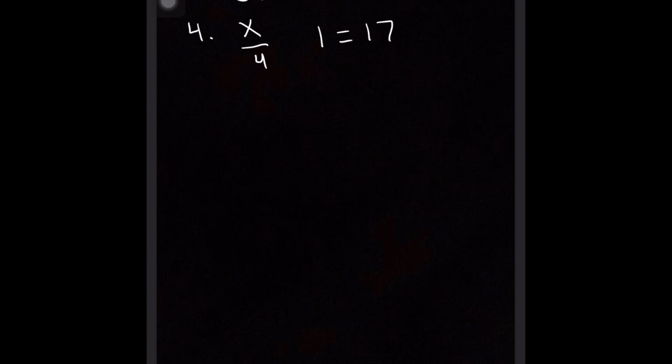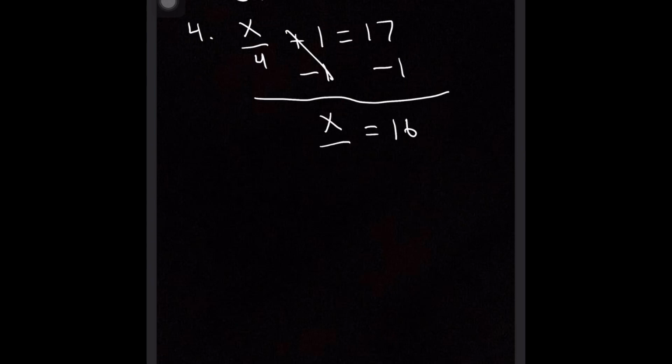All right, so we're going to do minus 1 on both sides. That's going to be 16. All right, and x over 4. And because this is division, x divided by 4, we're going to multiply by 4. And so that's going to cancel out. We have to do that on both sides. And we're going to get x equals, and on the side I'm going to do 16 times 4.